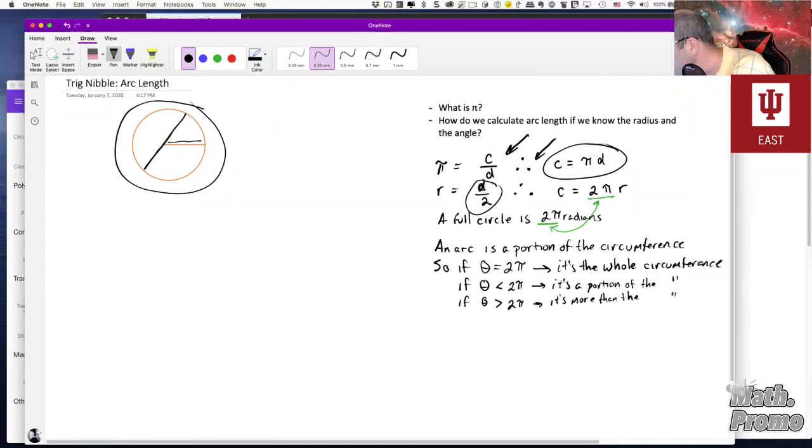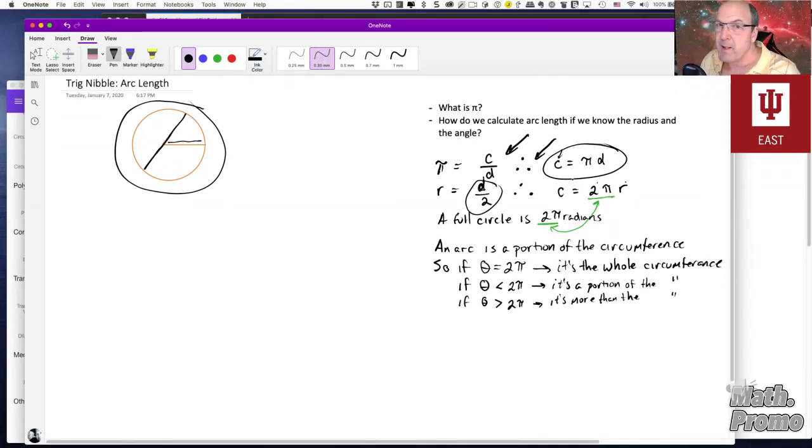Since the radius is the diameter over 2, if you want to figure out your circumference, you now have 2 pi r, because r is half of the diameter. So the circumference is 2 pi r. Now, measuring in radians, and you might prefer degrees.